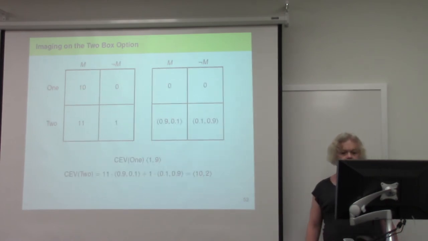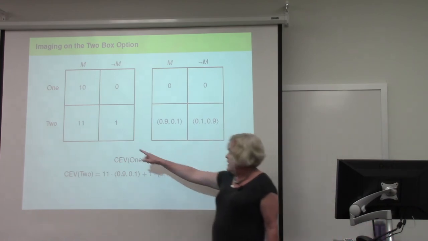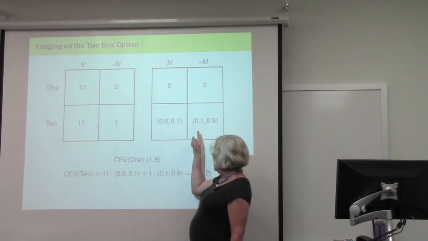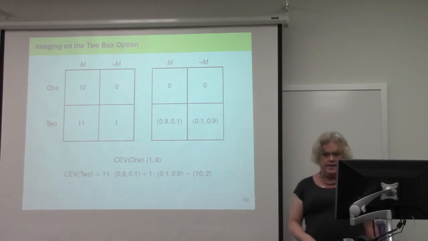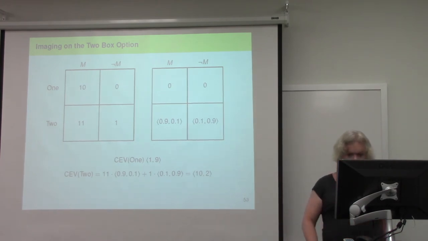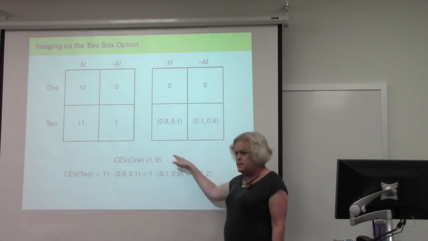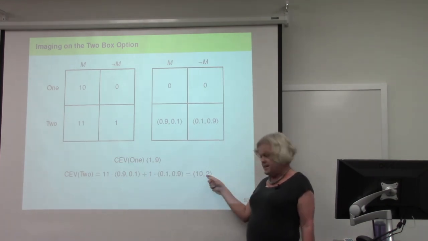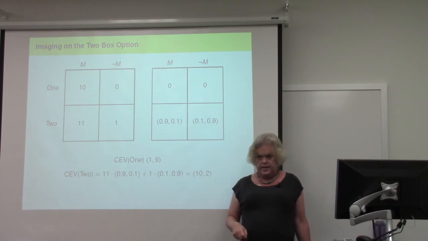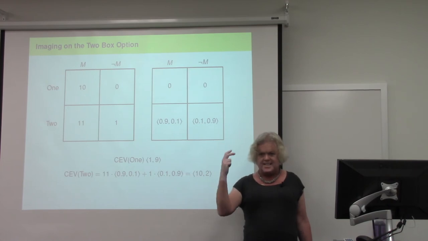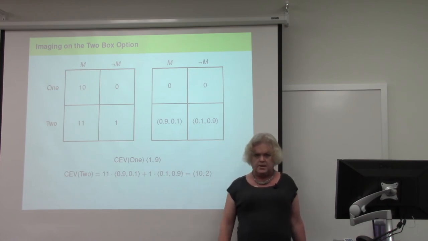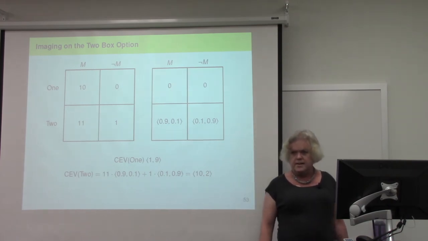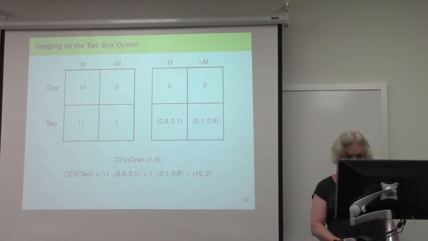On the two box option, similarly, we do the similar calculation. 11 times this plus 1 times that gives you the ordered pair 10, 2. And now the question is, how do we compare these ordered pairs? How does 1, 9 compare to 10, 2? What I'm doing here is providing a calculus for making sense of what the two boxer does, making sense of what CDT demands in this case.